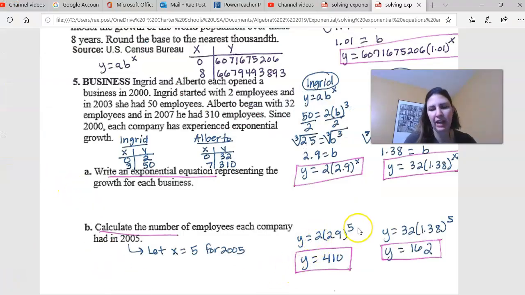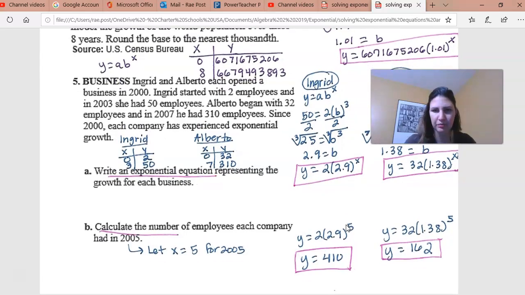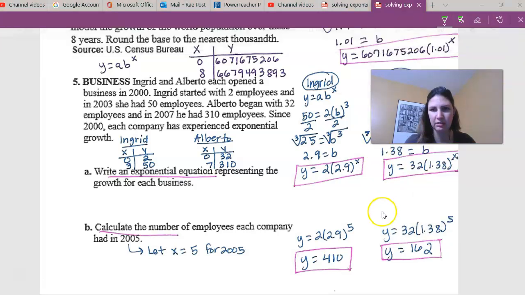Okay. And then if you would have gone ahead and plugged in 5 for your exponents right here, because it tells you in 2005 to do that, you would see if we plug this in as 5 and this exponent in as 5, you should get an output for Ingrid at 410 employees in 2005 and for Alberto 162 employees in 2005. So it's interesting how it looked like he was doing better, getting more employees, growing his company, but ultimately it looks like Ingrid would end up with a greater rate of growth.